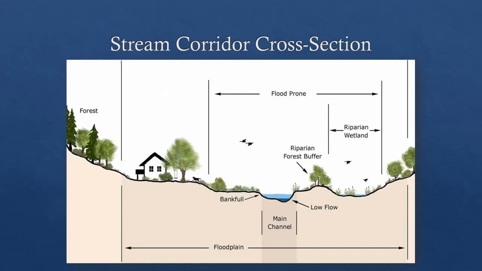So streams again, they all generally have these same characteristics, and right here is an ideal cross section of a stream corridor. You have your main channel, and it has the ability to fill up. And also, if you have an extreme event of precipitation, you have your flood zone and your flood prone areas that are vegetated. Ideally, you would have a forested area along your stream, preserved wetlands and floodplain.